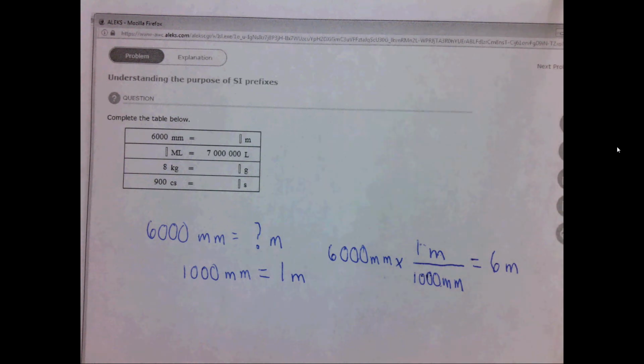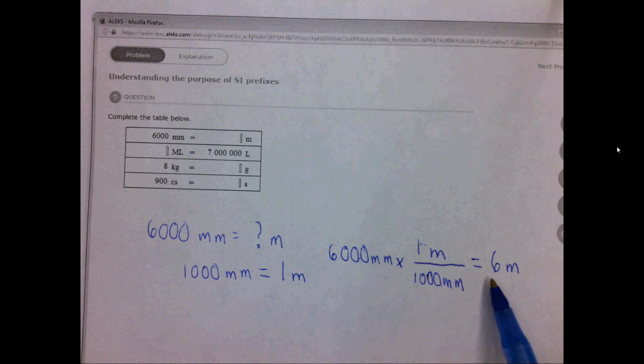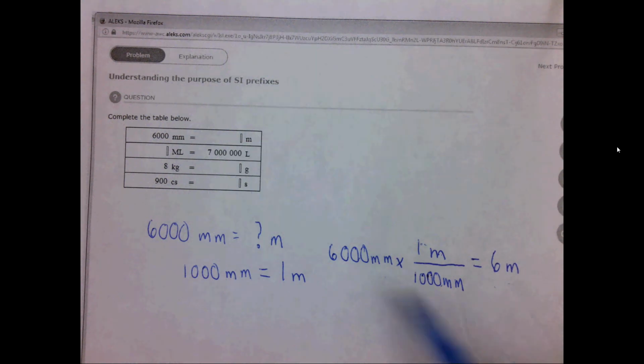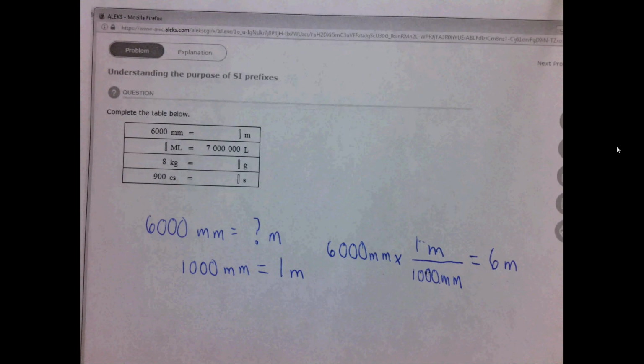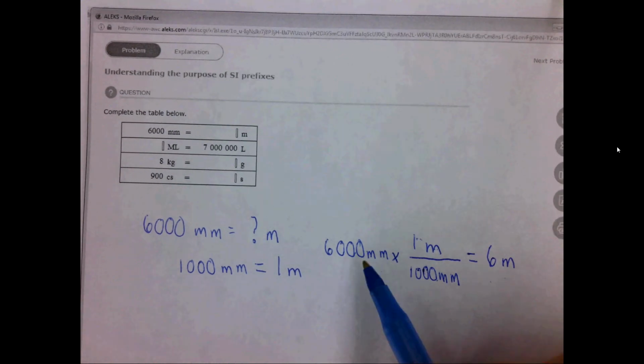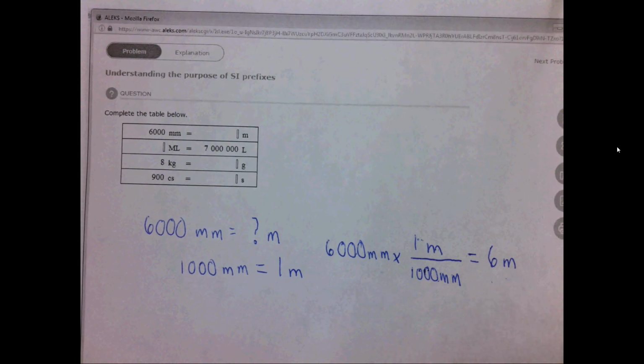What's important to note is that 6,000 millimeters is the same magnitude as 6 meters. So this is a mathematically valid way to do this. Dimensional analysis, as I mentioned earlier, is often used to solve chemical equations where you can't simply move the decimal point like you could in this case. Let's do the second one as another example.